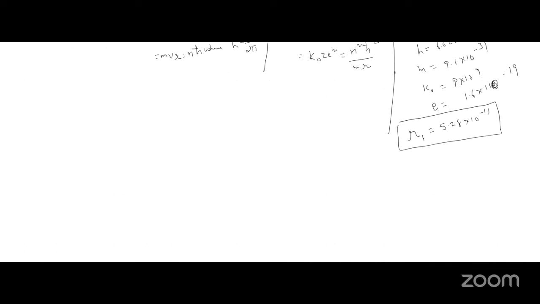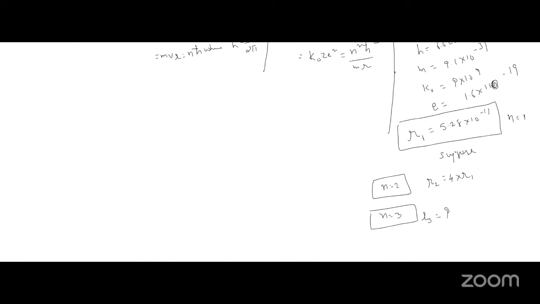Suppose n equal to 2. If n equal to 2, what will we get? R2 is equal to 4 times R1. Suppose I write n equal to 3. If I take n equal to 3, what will I get? R3 I will get equal to 9 times R1.